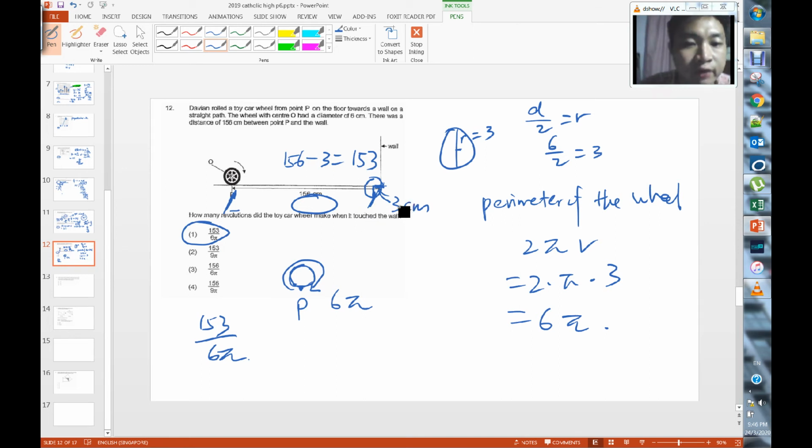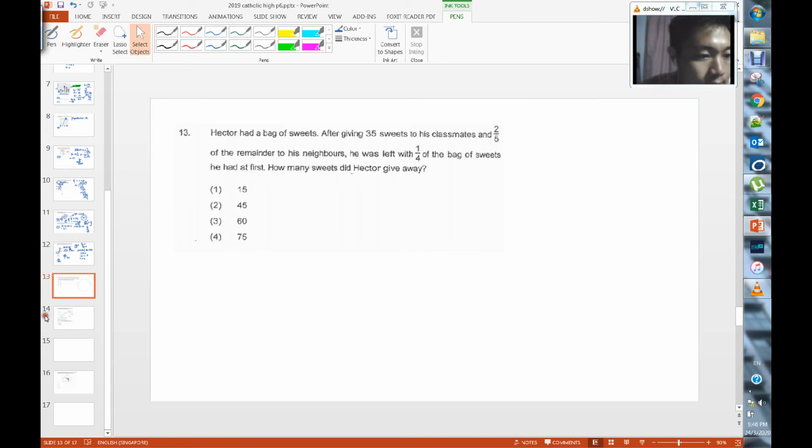I mean, the view cannot go into the wall. Next, question 13. Over here it says Hector had a bag of sweets after giving 35 sweets to his classmates.